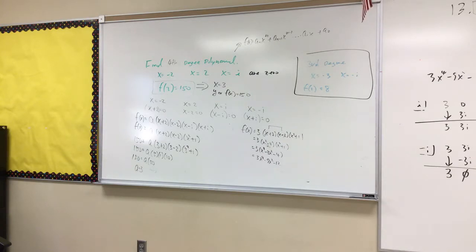Okay, now let's get that work done. Over there in the box it says third degree, x equal to negative 3, x equal to negative i, f(1) is equal to 8. Because you did fourth degree, now we're doing third degree. Yeah, we're doing third degree, we'll give an easier version of the questions.